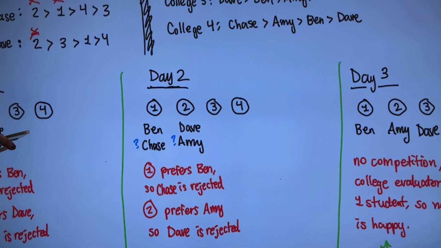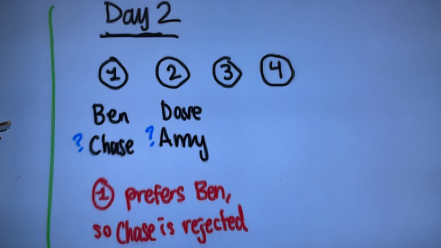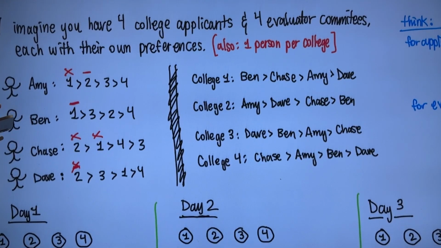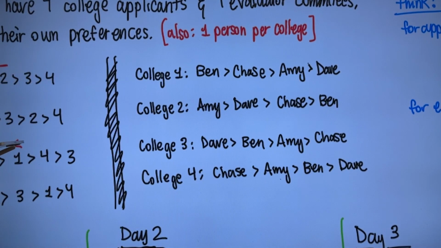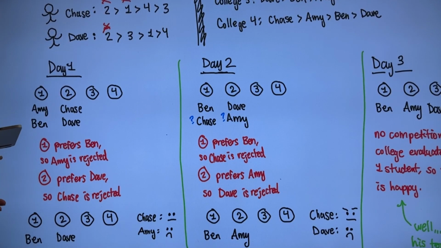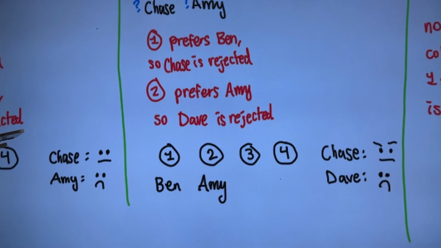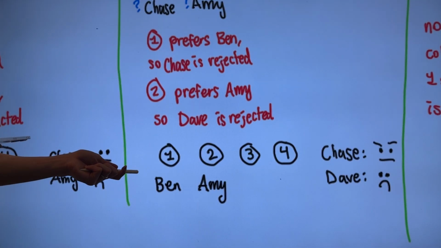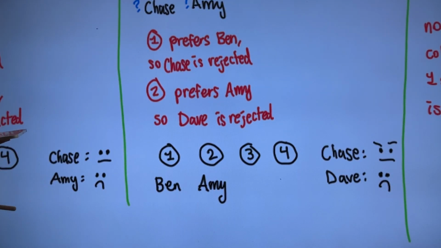Oof. Now what about college 2? Dave and Amy. Where does college 2 stand on its preferences? Well, it turns out college 2 actually prefers Amy over Dave. So in their eyes, Amy's a better applicant. So they're going to reject Dave, who's confused because he was there for day 1, right? But now he's rejected. So at the end of day 2, we have Ben in college 1 and Amy in college 2.